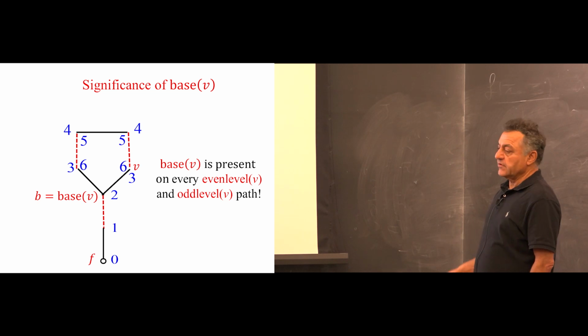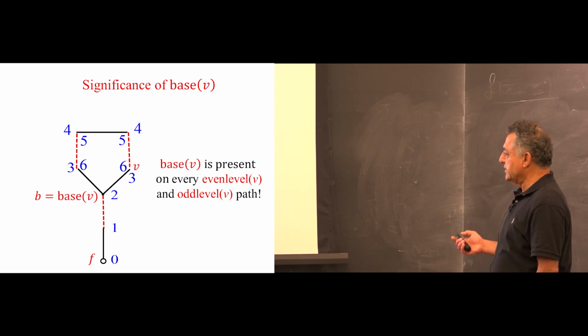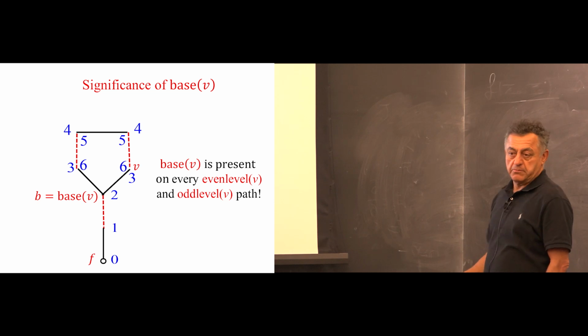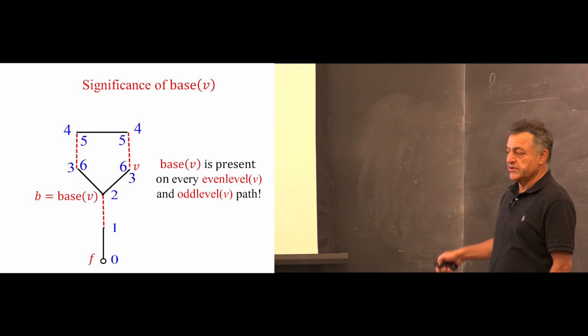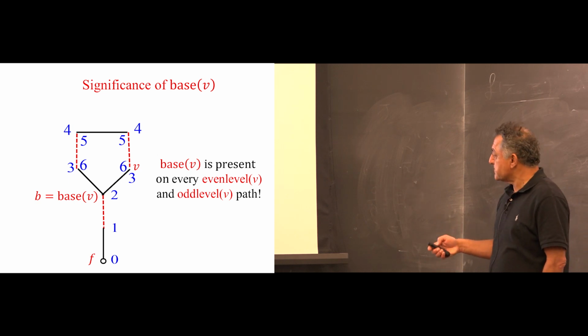Okay, what's the significance of base? First of all, one thing that's obvious from the definition itself is base V is present on all even level V and odd level V paths. So like for this vertex V, this is the base. This is an even level V path. This is an odd level V path. And the base is always present, obviously. It comes from the previous slide.